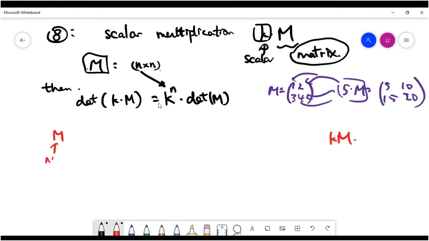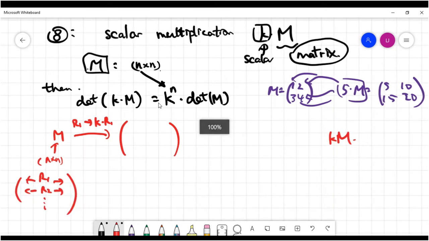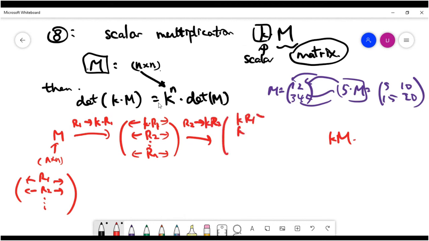Because you can break it down into a couple of row operations. For example, look at row 1 first. You're changing row 1 to k times row 1. Let's say M is listed by rows, and in this first process we're just changing the first row, and all the other rows are unchanged. In the second step, you change row 2 by multiplying by k. After this, row 1 is already changed, row 2 is changed, but row 3 remains unchanged, right?